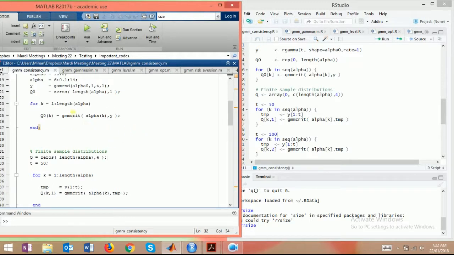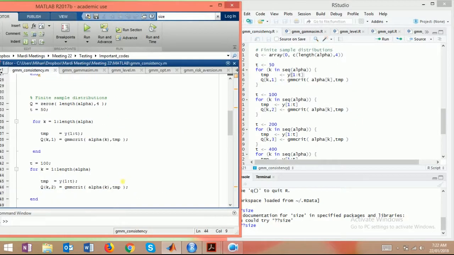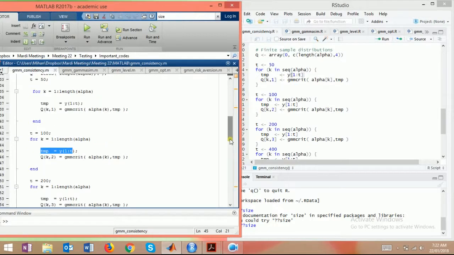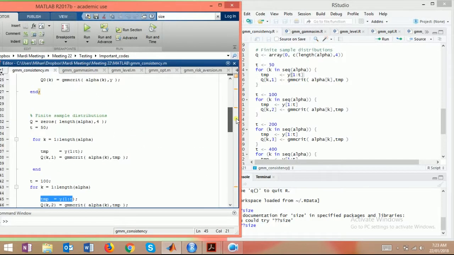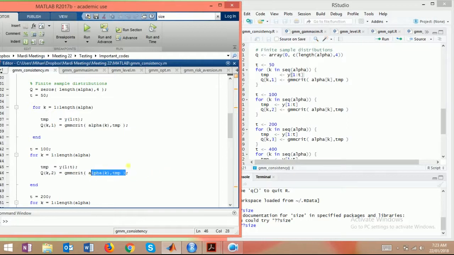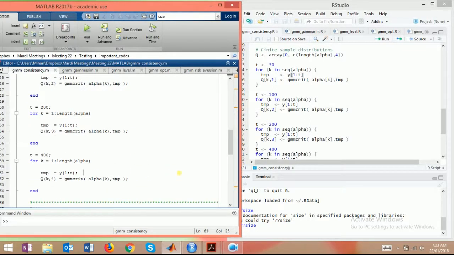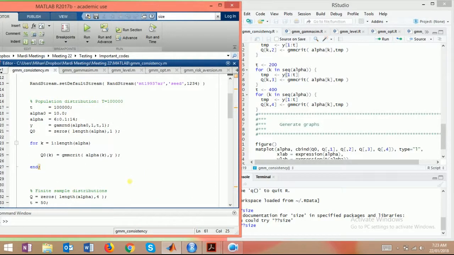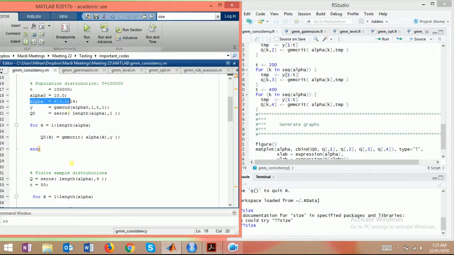K rows, 1 column, up to k rows, right? K is 1 to length of alpha. Just to show the asymptotic property, t is equal to 100. We keep on updating. In the second column we have 1 to length of alpha when tmp is 1, y is equal to 1 to t, with tmp rows, k rows, tmp columns, alpha k rows, tmp columns. Alpha and y distribution, tmp: y size will be 100, y size will be 200, y size will be 400. Finite samples.